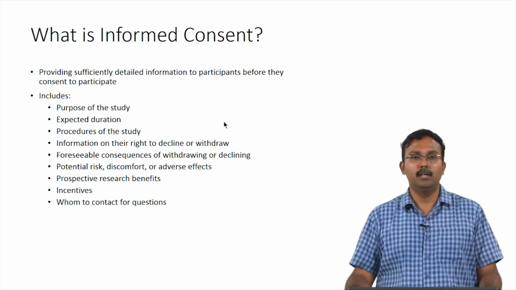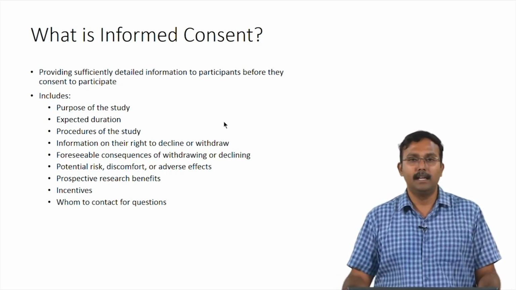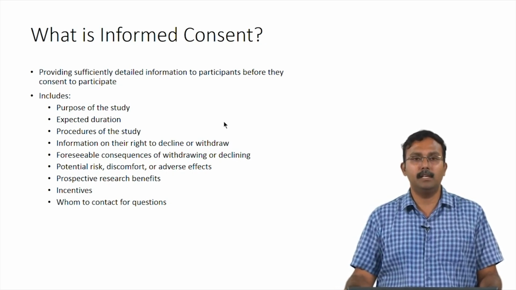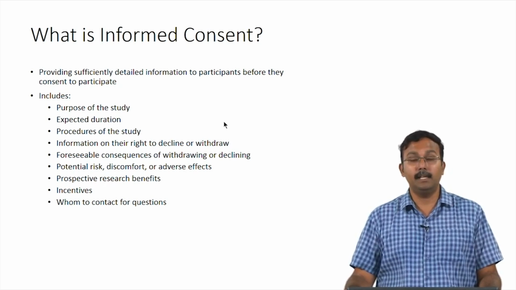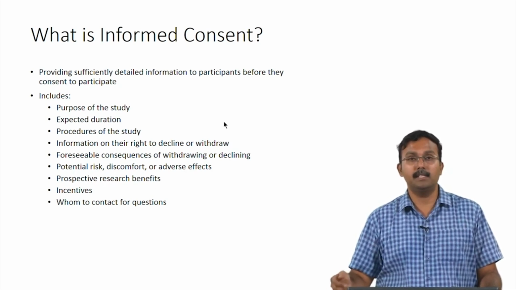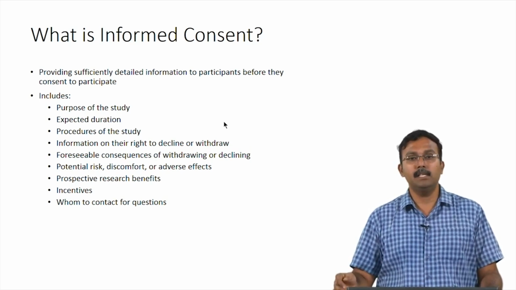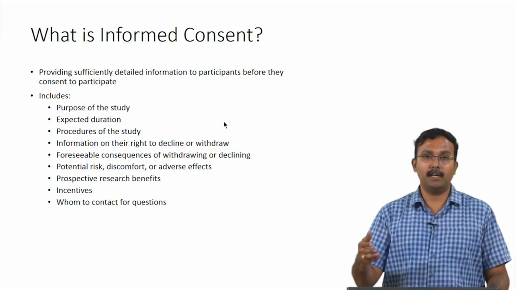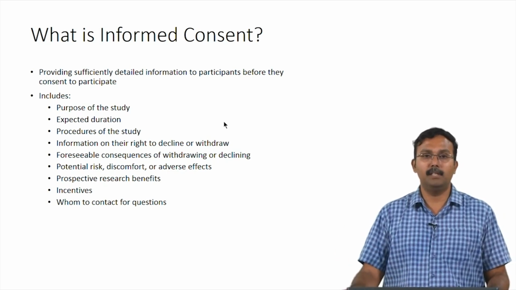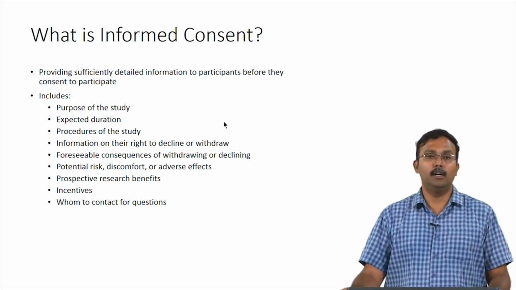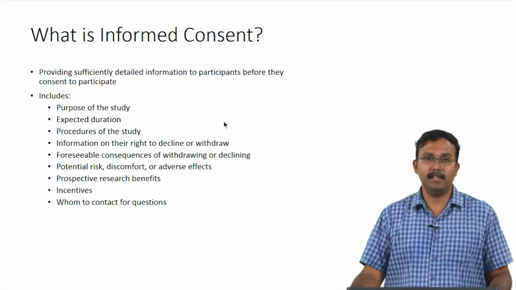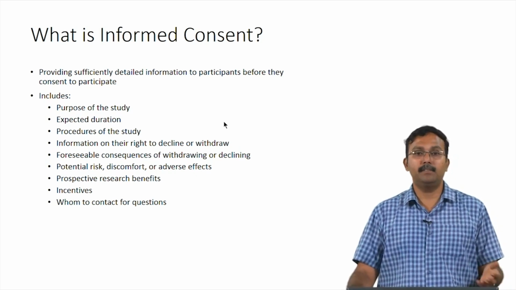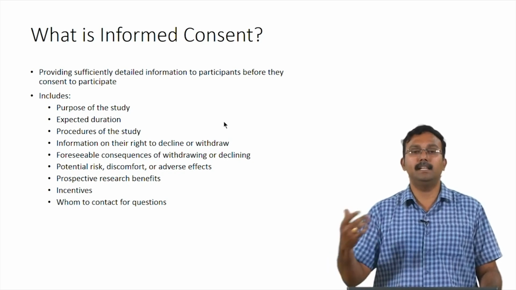This informed consent should include the purpose of the study, expected duration, procedures of the study, and information on their right to decline or withdraw. The volunteers or the patients have the right to decline or withdraw, along with the foreseeable consequences of withdrawing or declining, in the sense that if they are in the middle of the trial and they withdraw, what could be the consequences. It should also include potential risks, discomfort or adverse effects of taking part in the study, and prospective research benefits which society gets to gain.